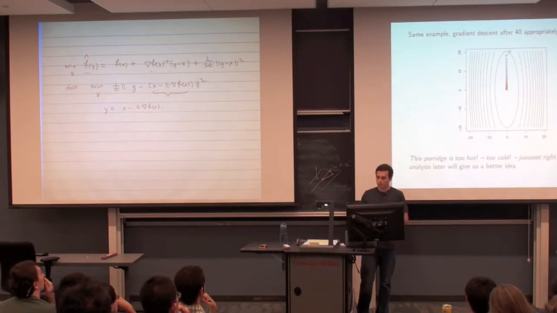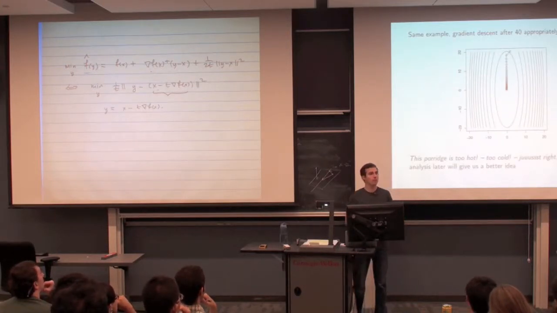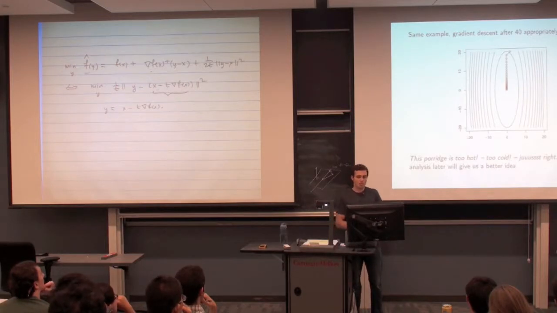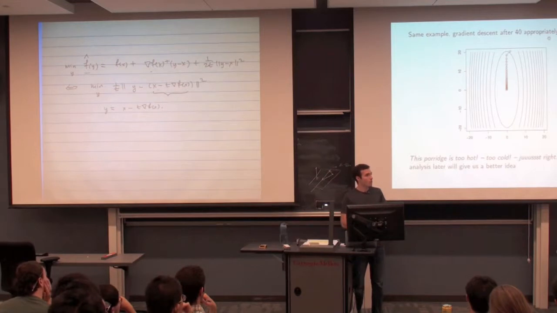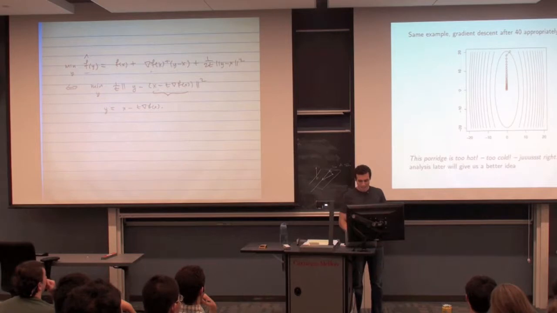Okay, here's an example where I just took 40 appropriately sized steps. How did I know what an appropriate choice of step size was? Well, you'll get a very precise answer when we go through the convergence analysis later. But I chose a step size based on what I knew was good because I wrote the lecture notes. And I got to 0 after 40 steps within a very small tolerance.